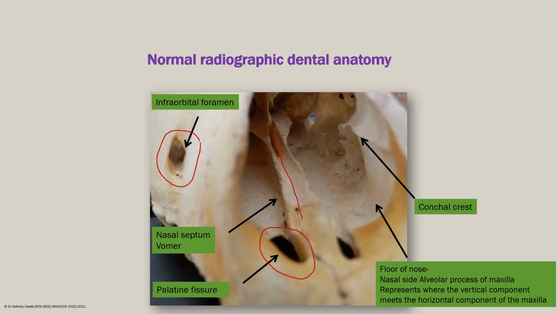On the upper right, we have the conchal crest, and this is where the maxillary turbinates attach, the ventral maxillary turbinates attached to the vertical body or vertical component of the maxilla. Also, we have what's called the floor of the nose, and this is the alveolar process of the maxilla, and it runs along where the vertical maxilla meets the horizontal maxilla, and it can be an indication of where the floor of the nasal cavity is.